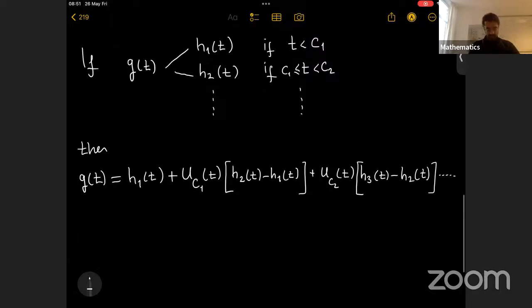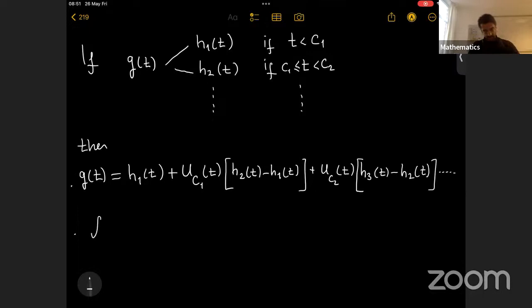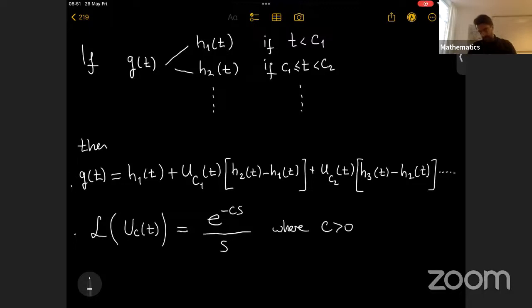And we also had this, remember, the Laplace transform of the step function u_c(t) is e to the minus cs over s, where c is positive and the real part of s is positive. s can be a complex number. In that case, we assume that the real part of s is positive in order to have a convergent Laplace transform. Remember, Laplace transform is an improper integral. And in order for this improper integral to be convergent, we need some conditions on s. Here, for instance, the real part of s must be positive.